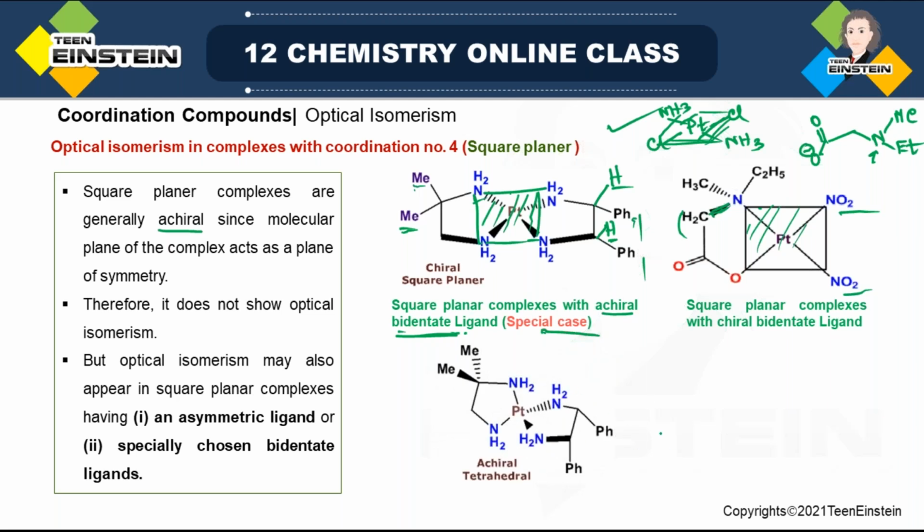But see, here it is an achiral tetrahedral, because in this arrangement both the Ph are on the same side. Fine, but now that is not the case. So that is why it is an achiral tetrahedral. So these two ligands are not the same. Here both the Ph are on the same side. Here they are not on the same side.